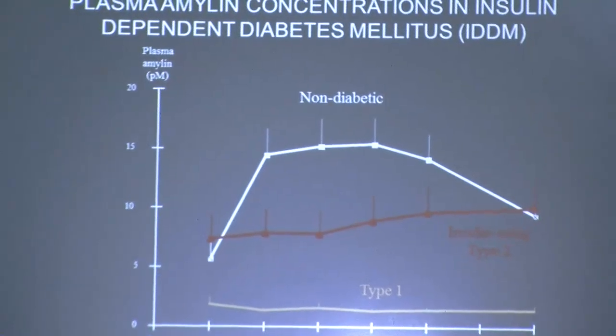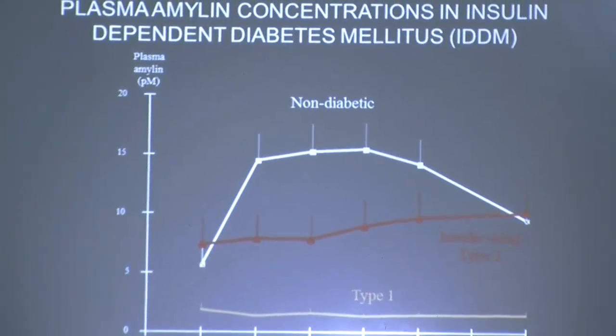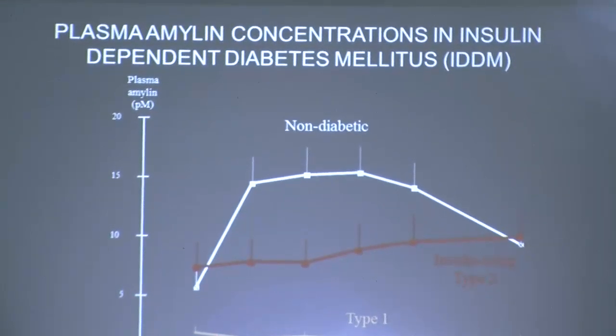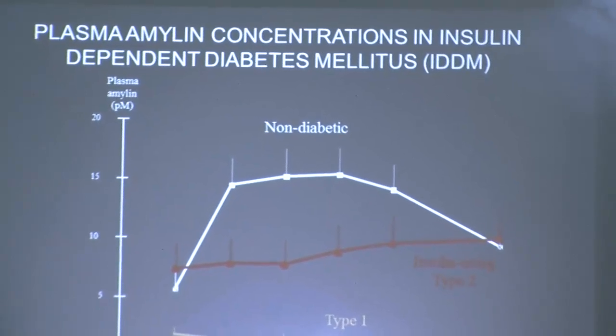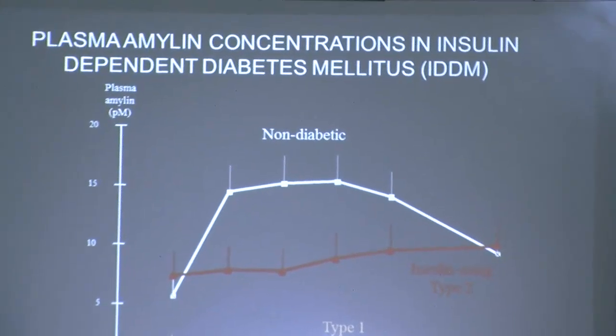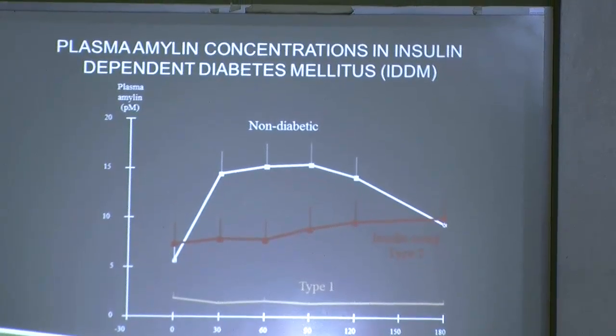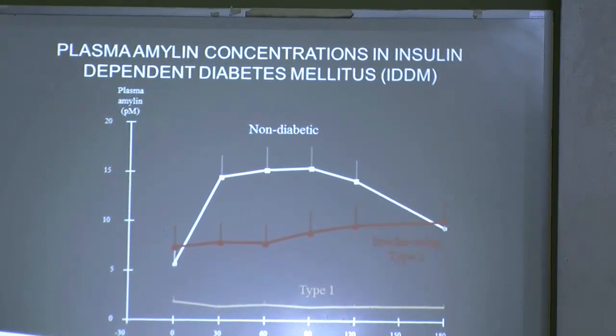So here shows amylin concentrations in type 1, type 2, and non-diabetics. So in type 1, you can see that it's virtually non-existent. In type 2, it's a lot lower than it should be. This shows beta cell malfunction. It shows that the beta cells are not producing as much amylin as they should be.